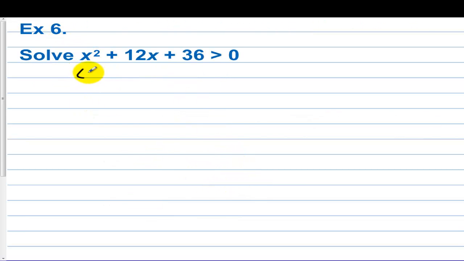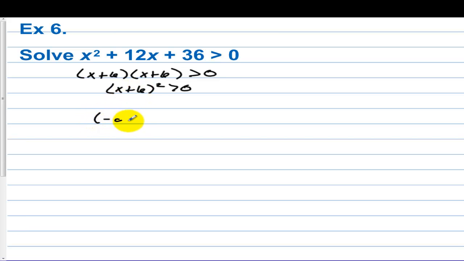Example 6. What if we had x plus 6 times x plus 6, and that's supposed to be greater than 0. So we have x plus 6 squared is greater than 0. Well, this will always be positive, greater than 0, except for one value, negative 6. So we just have to skip over negative 6 because it says don't include the zeros. So negative infinity to negative 6 union negative 6 to infinity.